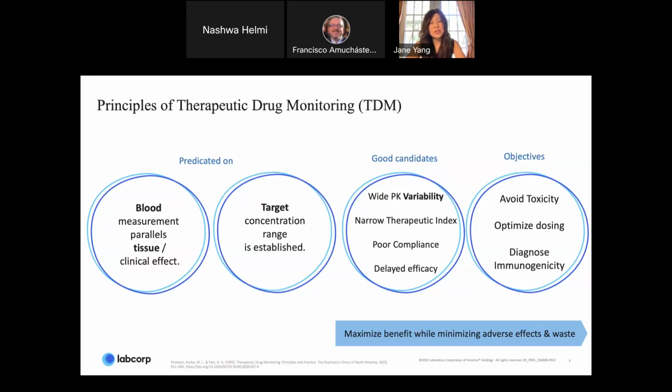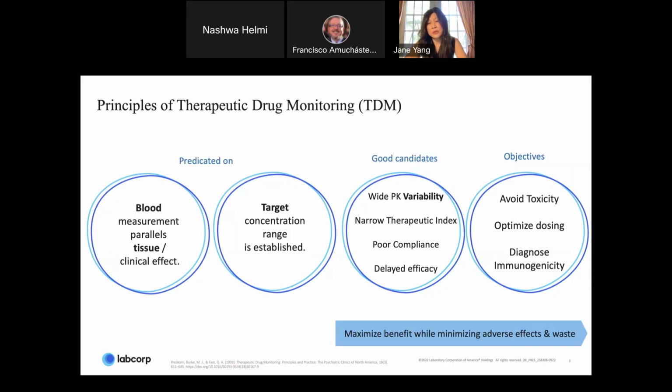So what makes a good candidate for therapeutic drug monitoring? Good candidates are drugs that have highly variable pharmacokinetics. A narrow therapeutic index means that toxic doses run dangerously close to therapeutic doses. So digoxin, gentamicin, cyclosporin, these are the classic examples of drugs with narrow therapeutic indices.